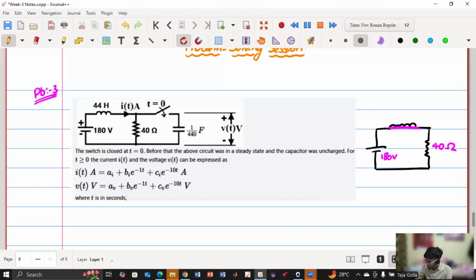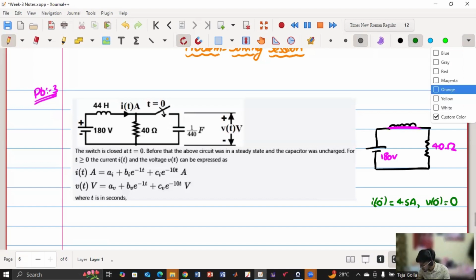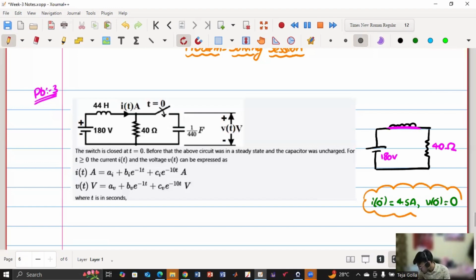So from there, what are we getting? I of 0 minus is 180 by 40, which is how much? 4.5, right? Yes. And then similarly, V of 0 minus is how much? 0, because initially they said uncharged. So these are the initial conditions which we'll use to solve for the natural response coefficients.